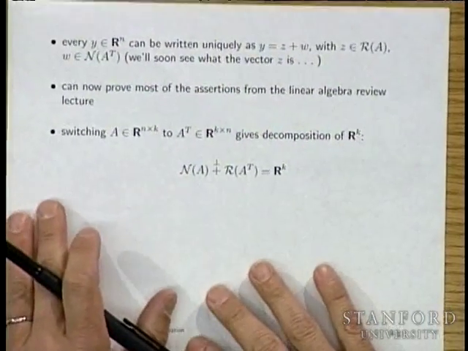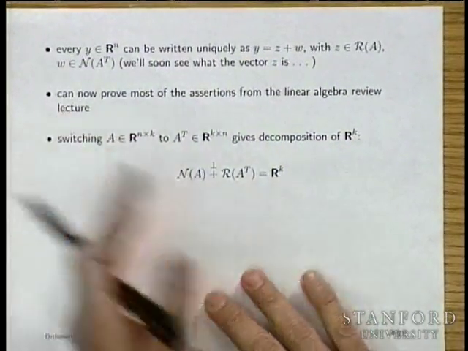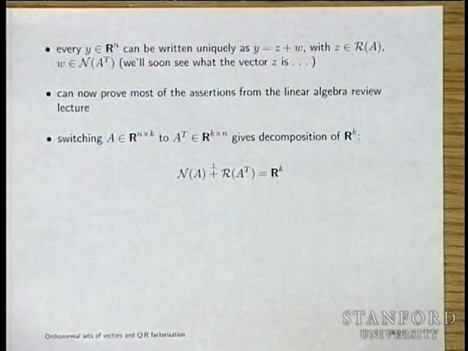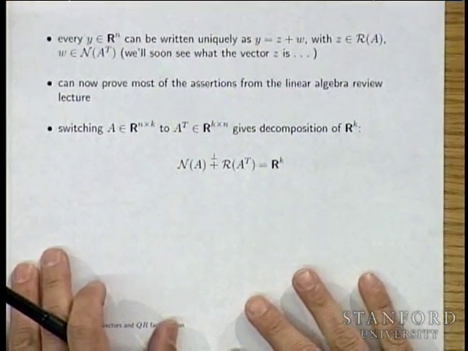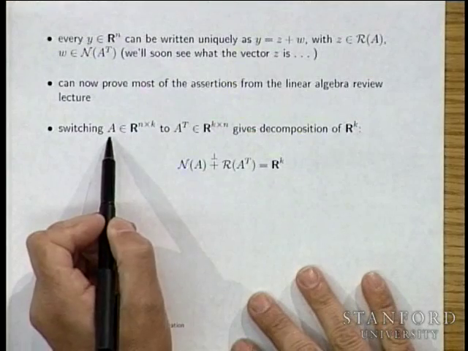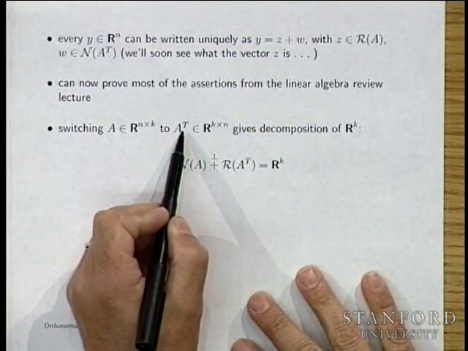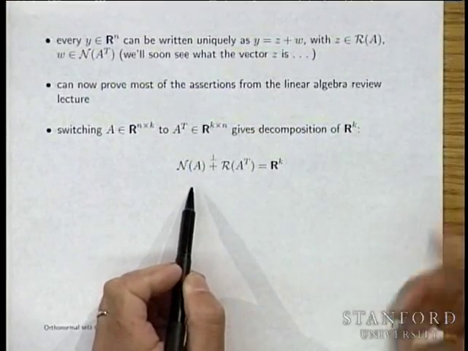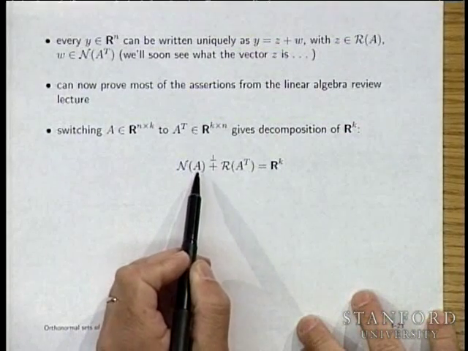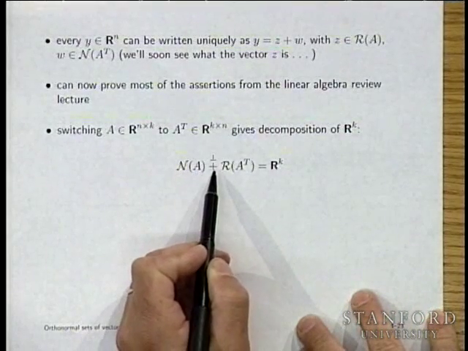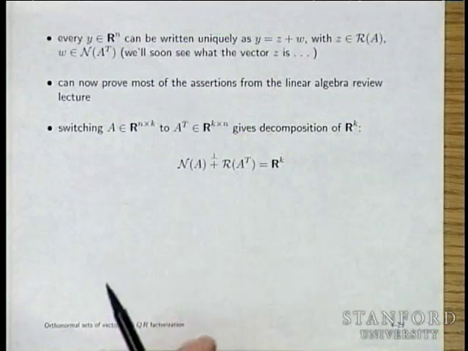Now it's constructive. Now you can actually prove most, I think maybe actually all, of the assertions from the linear algebra review, once you know this. It'll actually be a little bit easier in a couple of weeks when we do more material, but this is it. Now if you switch A to A transpose, you get a decomposition of RK, which is the other side. And you get this: the null space of A is an orthogonal complement of the range of A transpose.